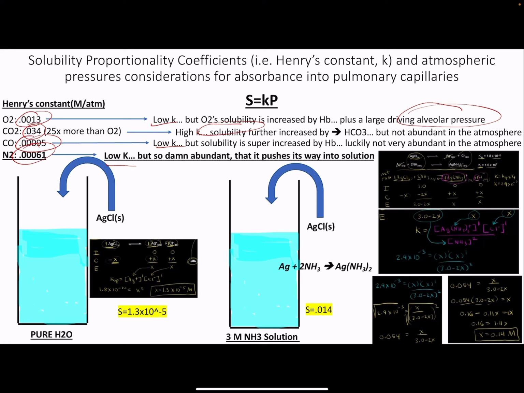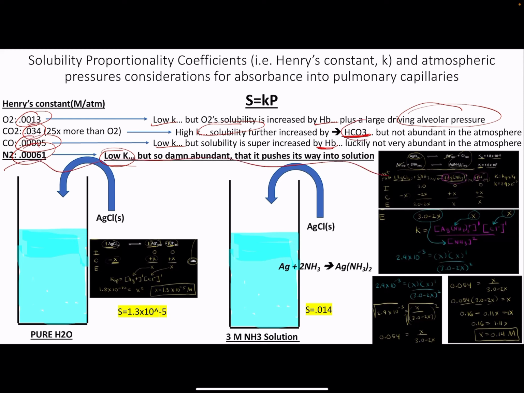And then for carbon monoxide, the solubility is increased by hemoglobin. CO2 is increased by hemoglobin, also its conversion to bicarbonate, and carbon monoxide is also technically increased by hemoglobin, but it's luckily not very abundant in the atmosphere. So nitrogen has a low solubility constant, but it's so damn abundant that it pushes its way into solution anyways.